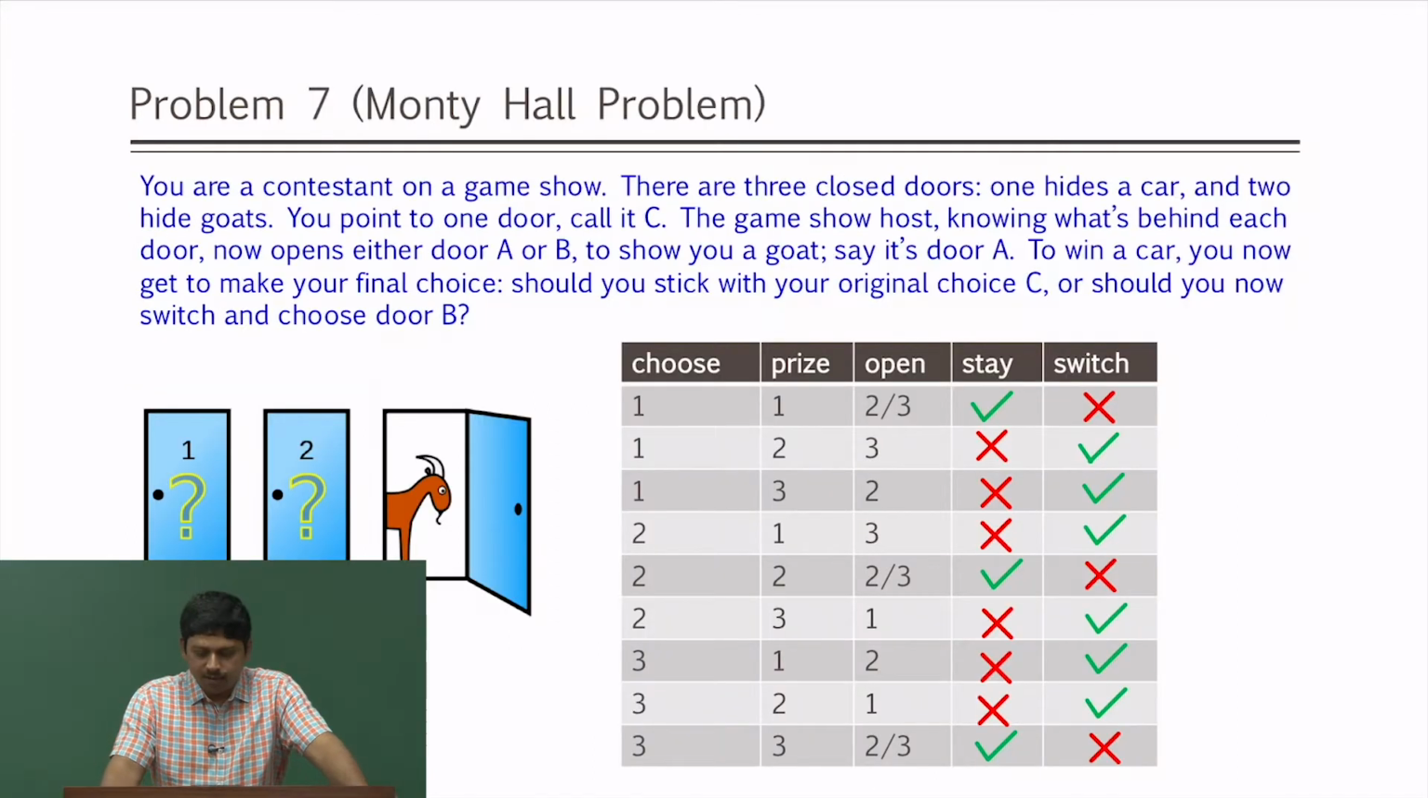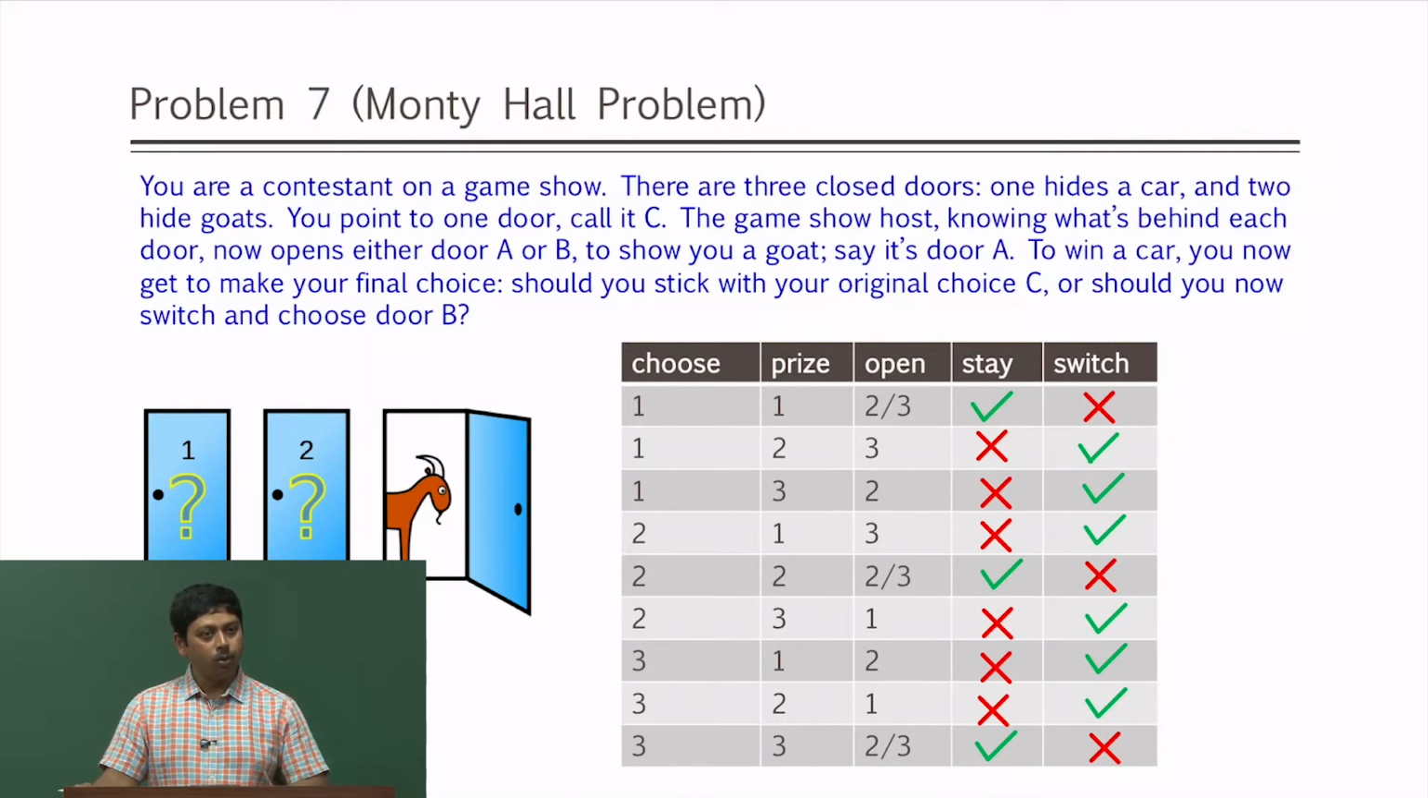Let us come to problem number 7, which is called the Monty Hall problem. The problem is like this. Long back there was a game show, and the host's name was Monty Hall. He would tell a person to choose a particular door. Behind 2 doors there are 2 goats and behind 1 door there is a car. Let us say you choose door C. Then Monty will open another door behind which there is a goat. Monty knows where everything is.